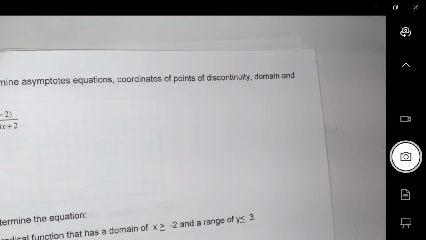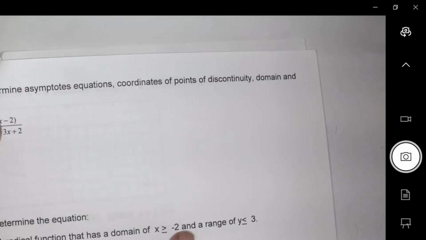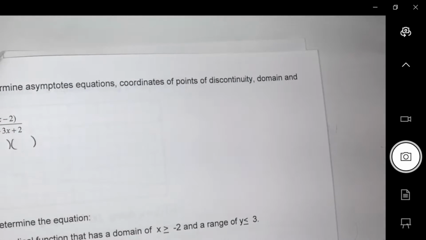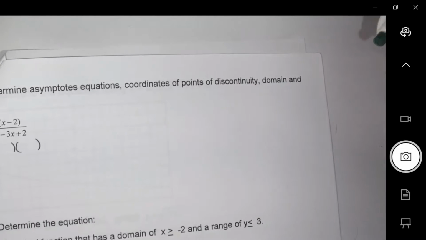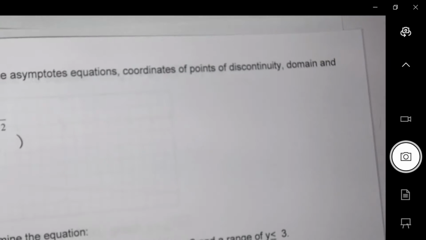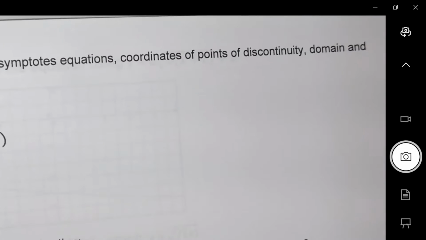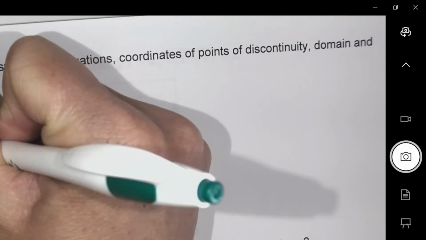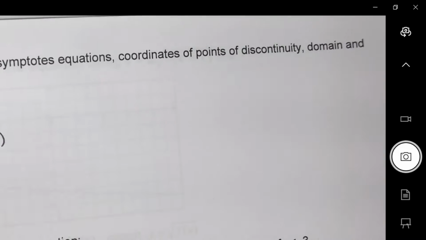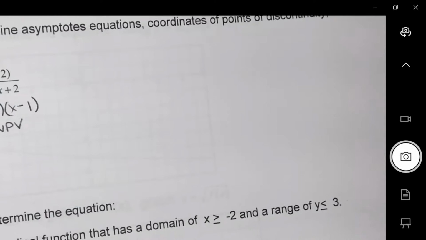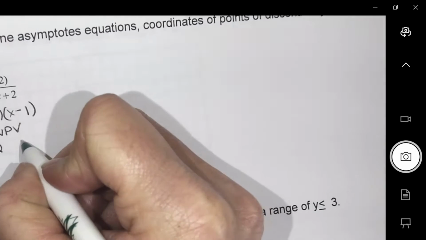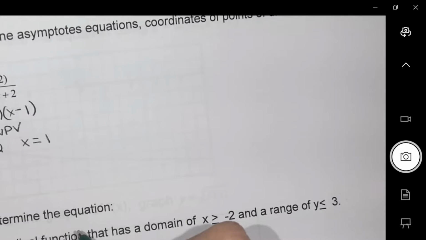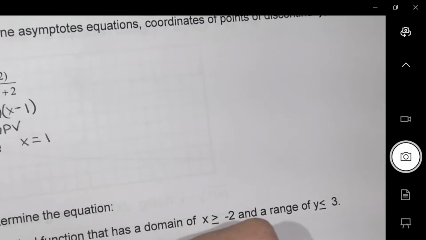Determine the equations of the asymptotes, the coordinates of the hole, the domain, the range, anything that I can. So the first thing I'm going to do is factor the bottom. Okay, so multiplies to 2: 2 times 1, negative, negative. So when I look at that, I say, what are the non-permitted values? X equals 2 and x equals 1. Those are non-permitted.